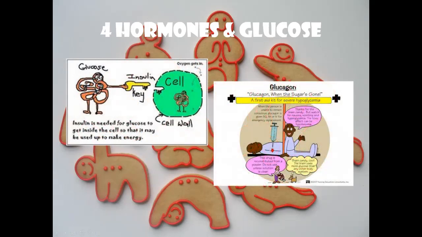Glucagon is its counterpart. So when you have high blood glucose, your body releases insulin and it says, take the glucose, do something with this. So that's what this picture is trying to show, the glucose going in the cell. Glucagon is when you have low blood glucose. So insulin's released when you eat, and glucagon is released when the sugar is gone.